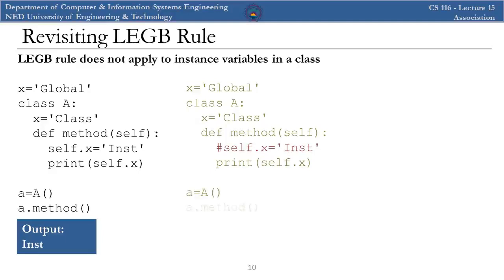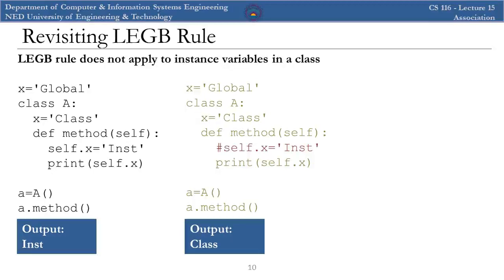Okay, now in the second code, what I am doing, this is exactly the same code. I'm just commenting out this statement. Now when this method is called from class A, what will happen? This self.x, it cannot find any instance value for this. So obviously it will initialize an instance variable x to the value that has been globally assigned. So here x should contain class, and this is what we saw in the initial examples in lectures 5 and 6, etc. So it should print class.